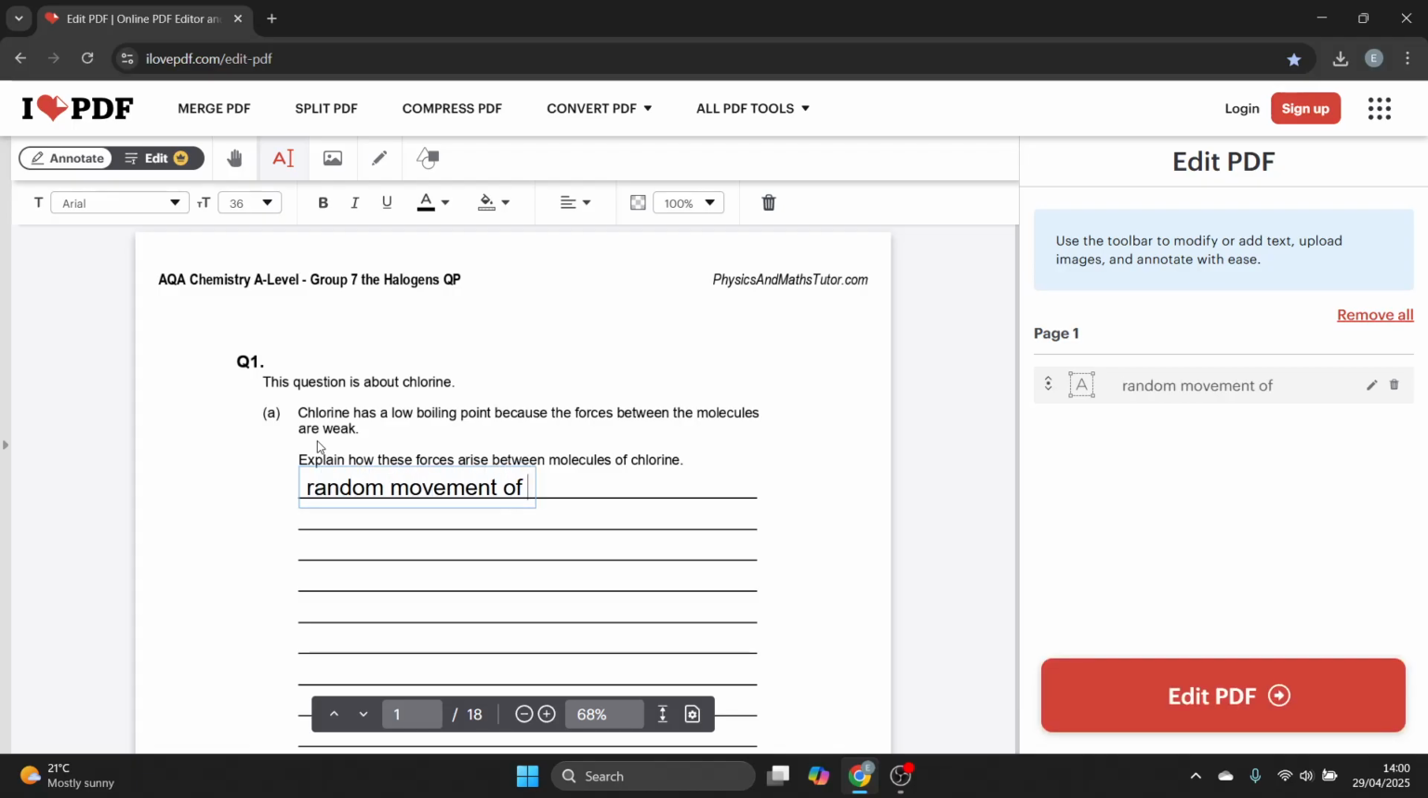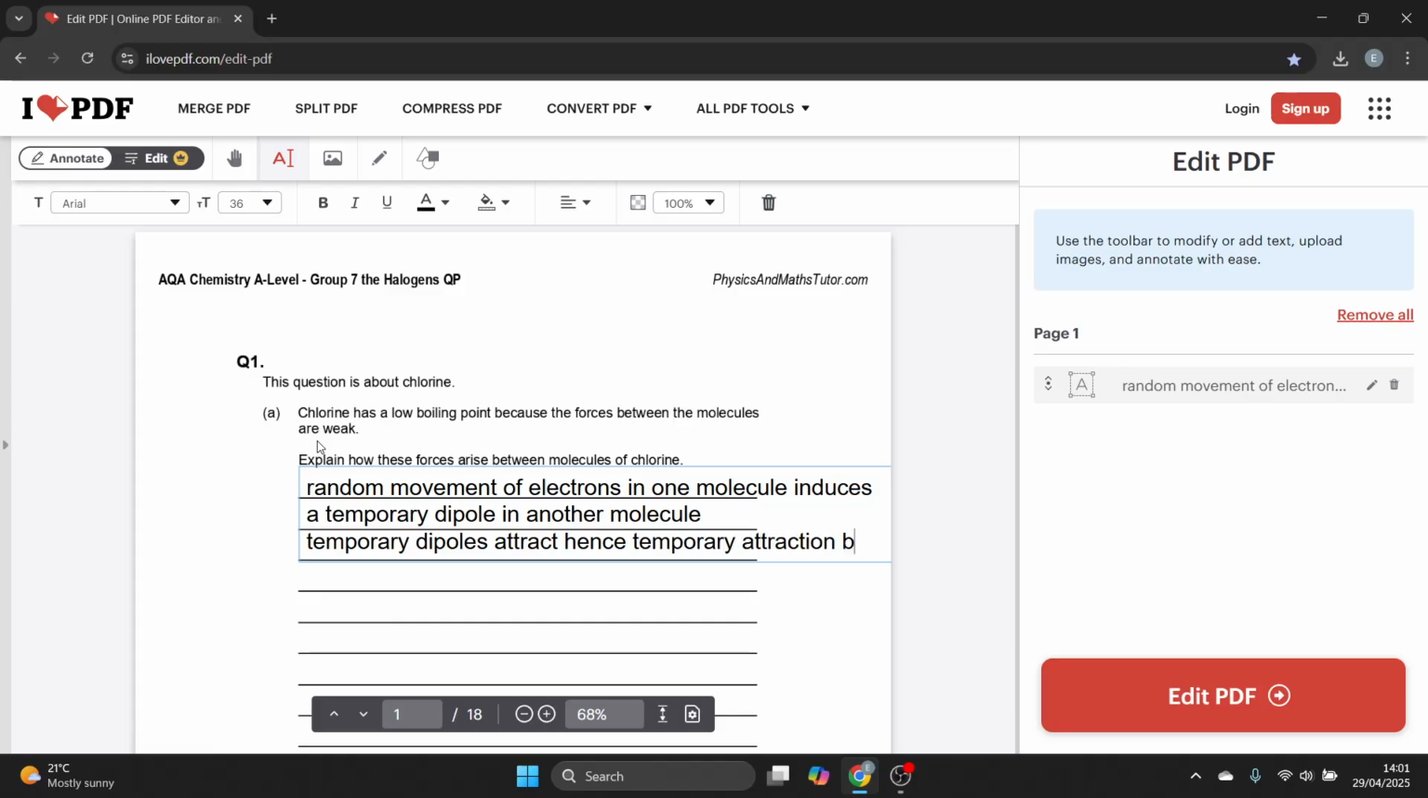Random movement of electrons in one molecule induces a temporary dipole in another molecule. Temporary dipoles attract, hence temporary attraction between delta positive and delta negative.